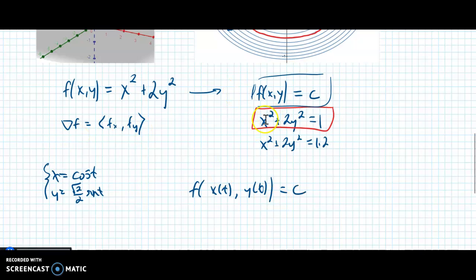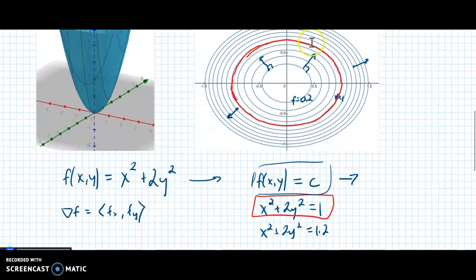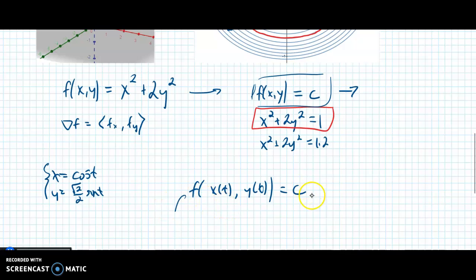So in this case, it would be this equation where this is the x of t, this is the y of t, and the c value is 1. That gives me this curve right here. So now what I want to do is show you how that relates to this del f. So I'm going to go in a general form right here.